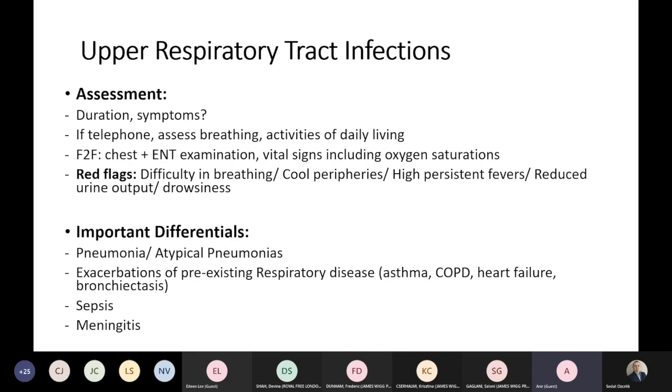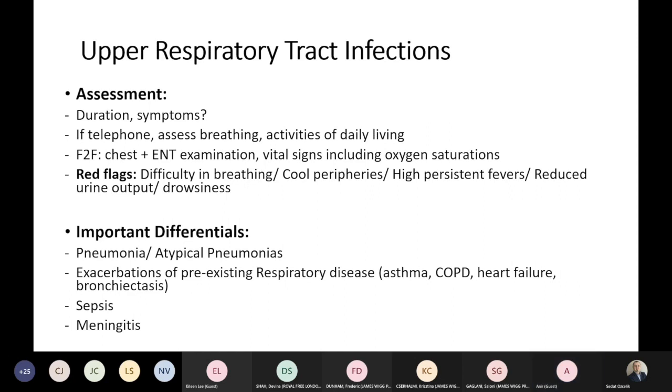Do remember that pneumonias, such as atypical pneumonias, can present with things like a dry cough. They can get headaches, they can get myalgias. What do I mean by things like atypical pneumonia? So these are chest infections or lower respiratory tract infections caused by atypical organisms like Legionella or Mycoplasma.